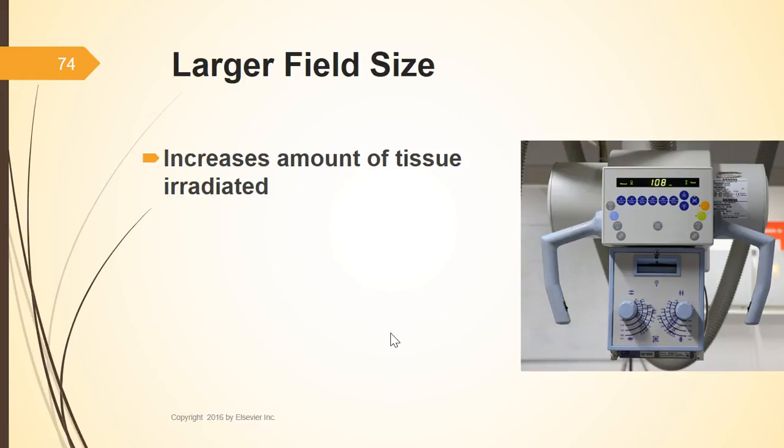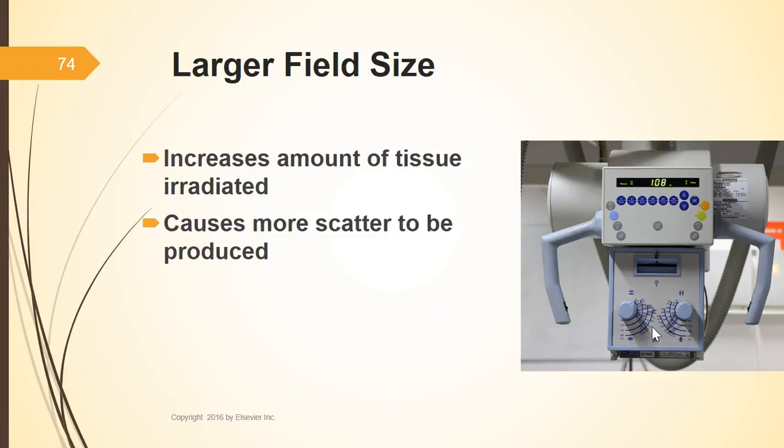Hopefully every one of you has touched this in your lab, and if not, you will in week 6. A larger field size, this is what we're talking about right here. These are the controls. Now this may not look like the one in your lab, but these are the controls that you open and close to make the light coming out of here bigger or smaller. That collimation is where the X-ray exits. And so the larger the light, the more X-ray they're getting. So larger field size increases the amount of tissue irradiated. That means we've opened it up.